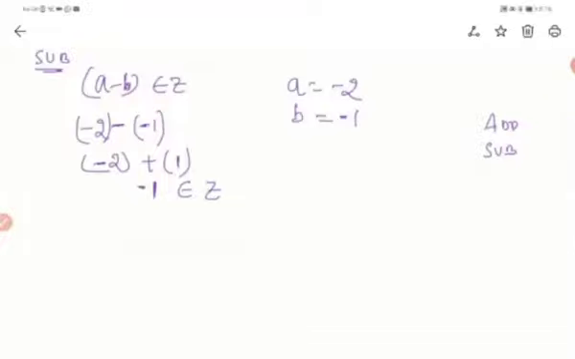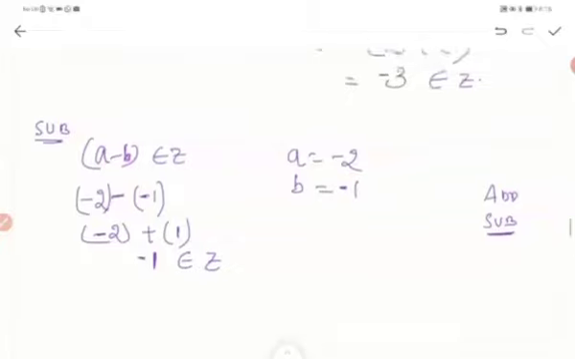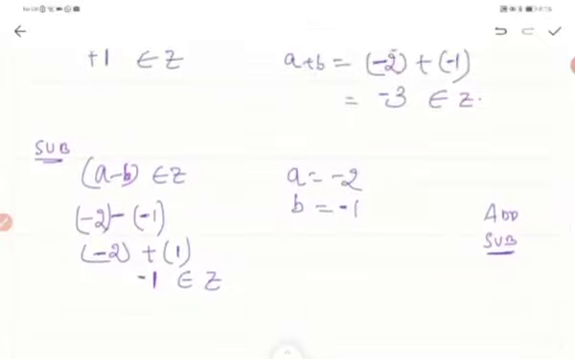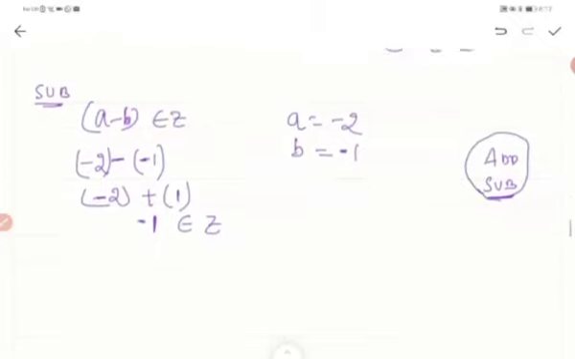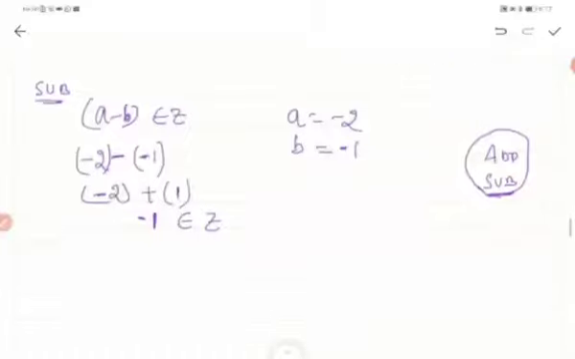In whole numbers, closure property under subtraction was not true, whereas for integers, closure property is true for addition and also subtraction. Also, just for your information, under multiplication it will also be true.